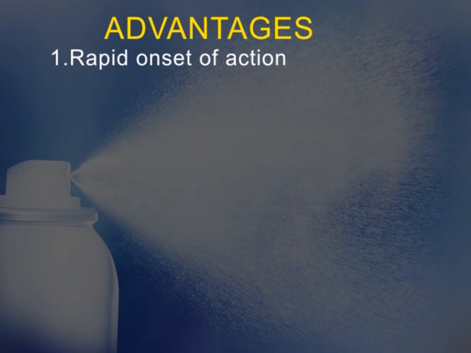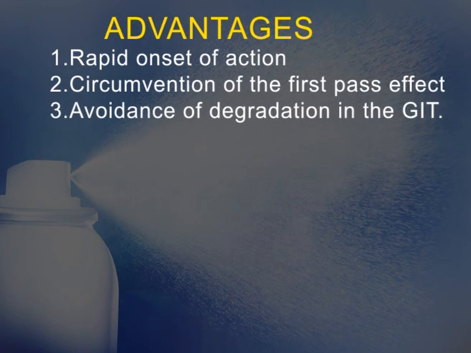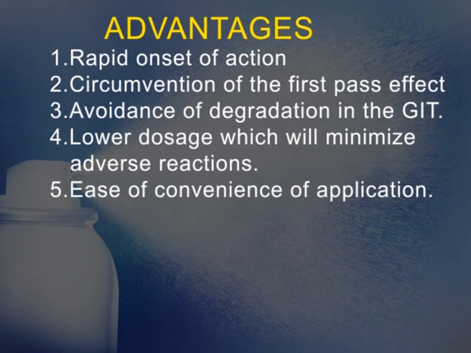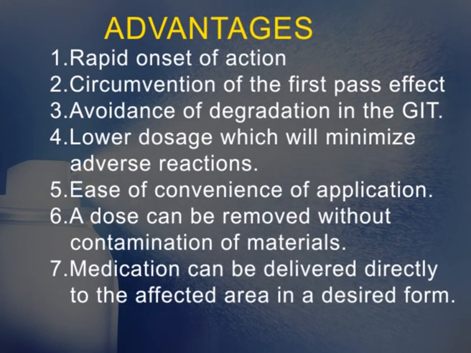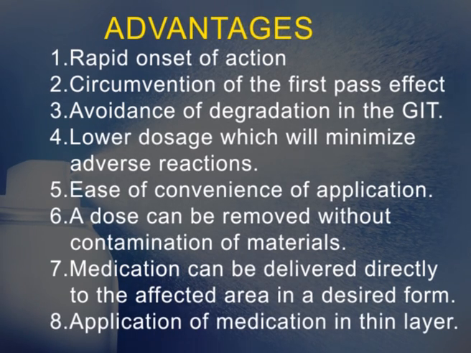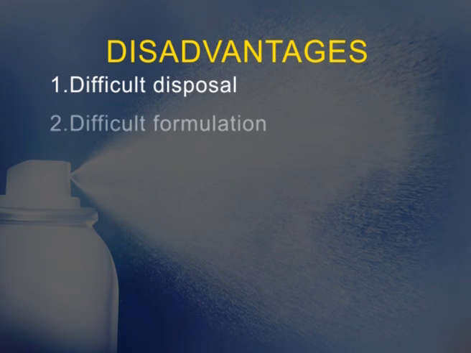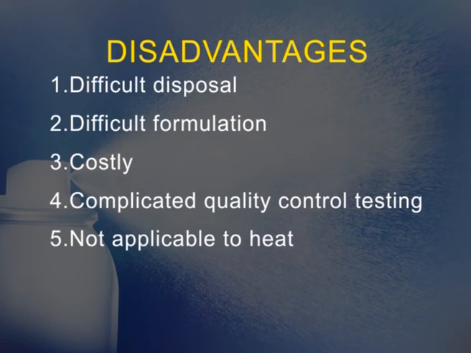Now, what are the advantages possessed by this formulation? It includes rapid onset of action, circumvention of the first pass effect, avoidance of degradation in the GIT, lower doses which will minimize adverse reactions, ease and convenience of application, a dose can be removed without contamination of materials, medication can be delivered directly to the affected area in a desired form, and application of medication in a thin layer. Although they have numerous advantages, they also possess certain disadvantages like difficult disposal, difficult formulation, costly and complicated quality control testing, and not applicable to heat.